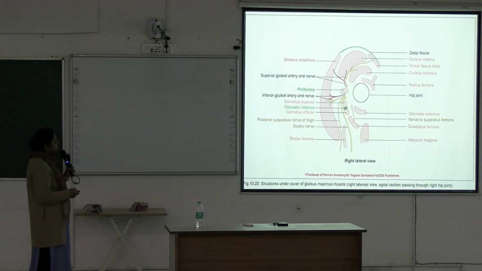All this is piriformis. Superior to piriformis: superior gluteal nerve and vessels. Inferior to piriformis, all these are coming out: inferior gluteal nerve and vessels. Now the sciatic nerve, posterior cutaneous nerve of the thigh, all these are coming out.